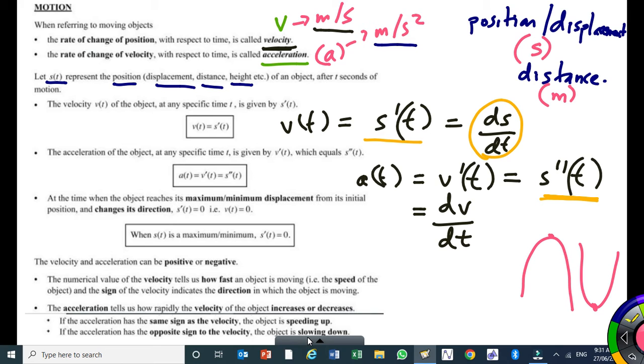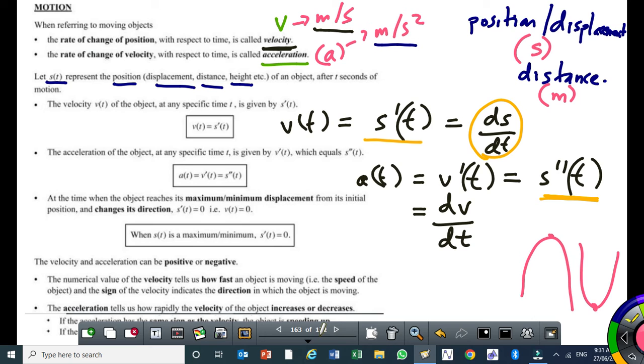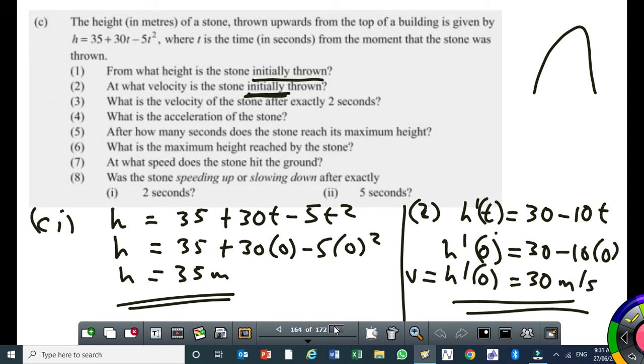Are you following that? So your knowledge of the quadratic function is also a part. Okay, let's talk about an example now. The height in meters, now, height is the same as position, the same as displacement, also distance. The height in meters of a stone thrown upwards from the top of a building is given by this function. That's a quadratic function.